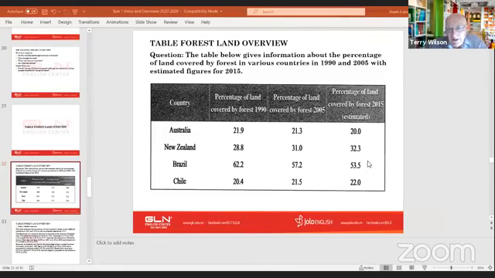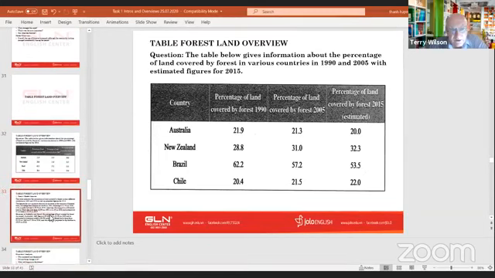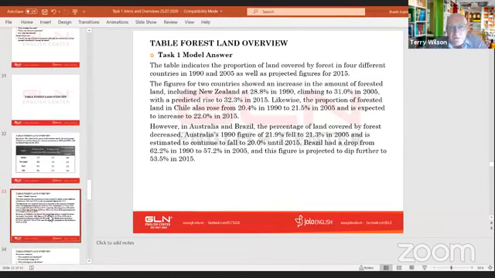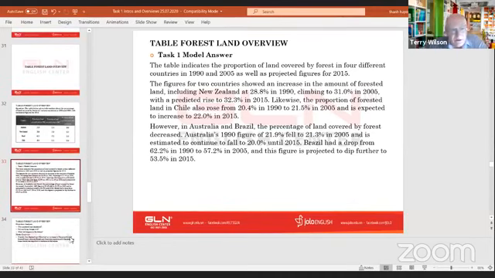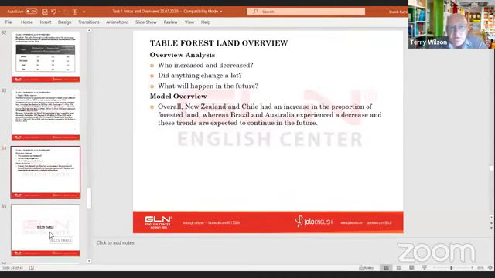So in many ways, you could argue this is a really boring diagram. There isn't a lot happening. So what can we do about an overview? So here we have the introduction, followed by 2 body paragraphs. And let's move to the overview.